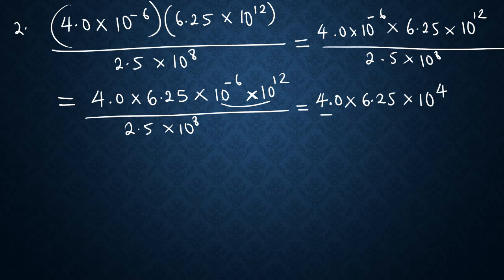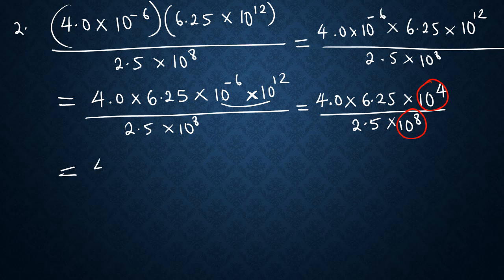And then I am going to divide all of that by 2.5 times 10 to the 8th power. So again, I have division here, so I'm going to pay attention to the base of 10. Since I have division, what I'm going to do here is subtract the exponents of 10 to the 4 and 10 to the 8. So this is what I'm going to do.